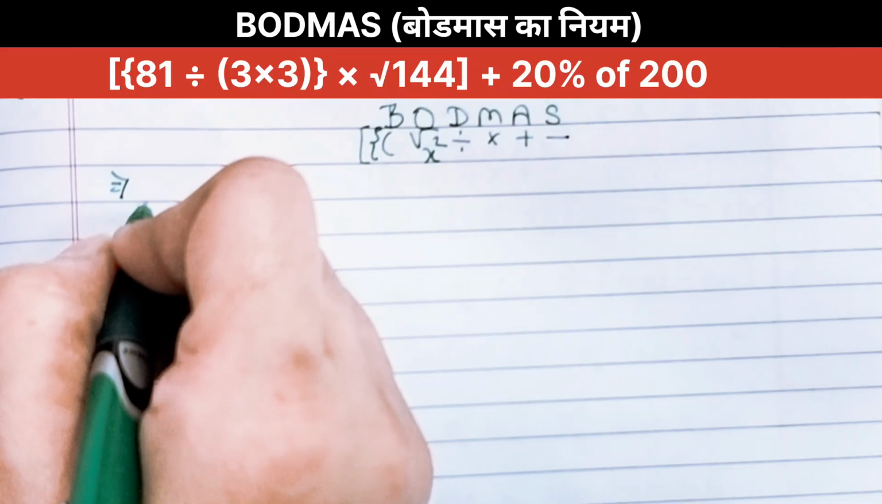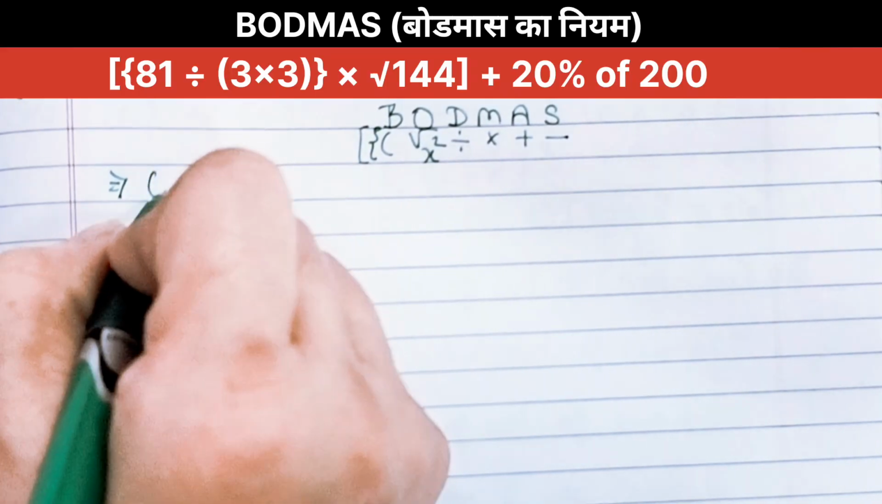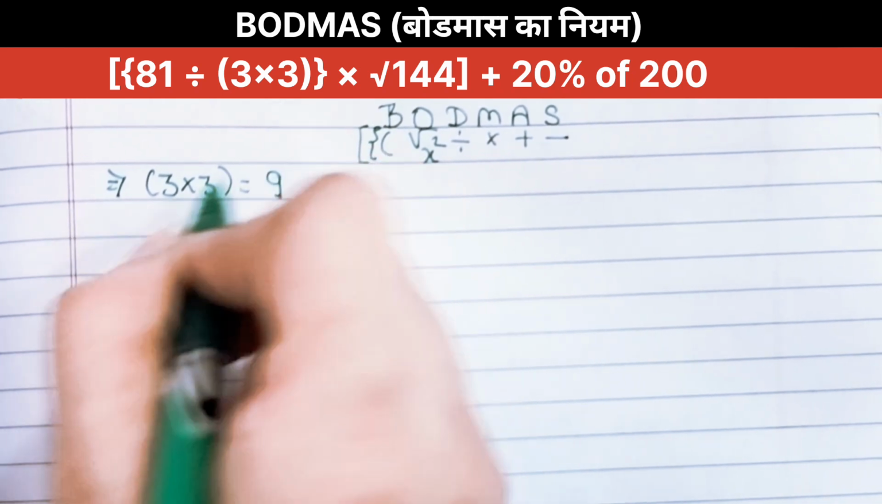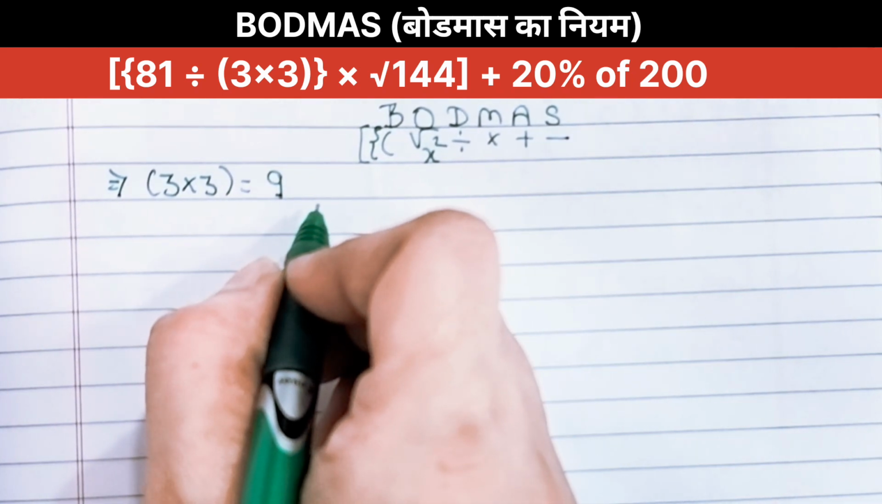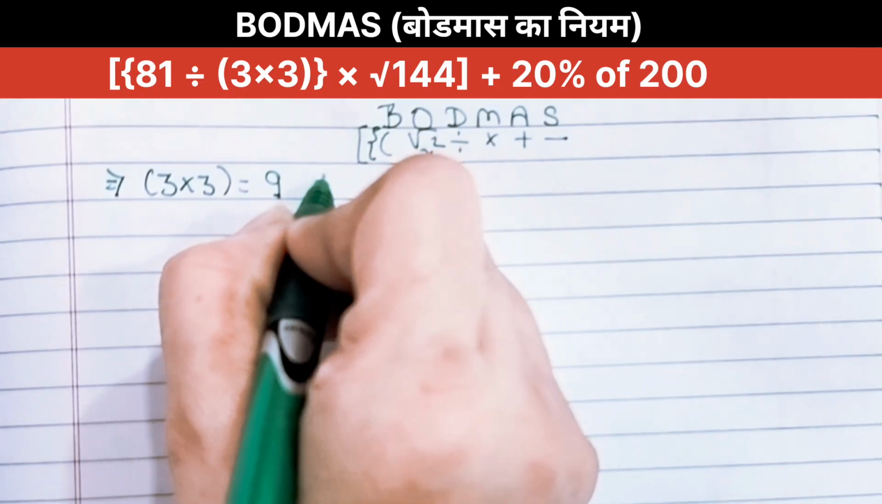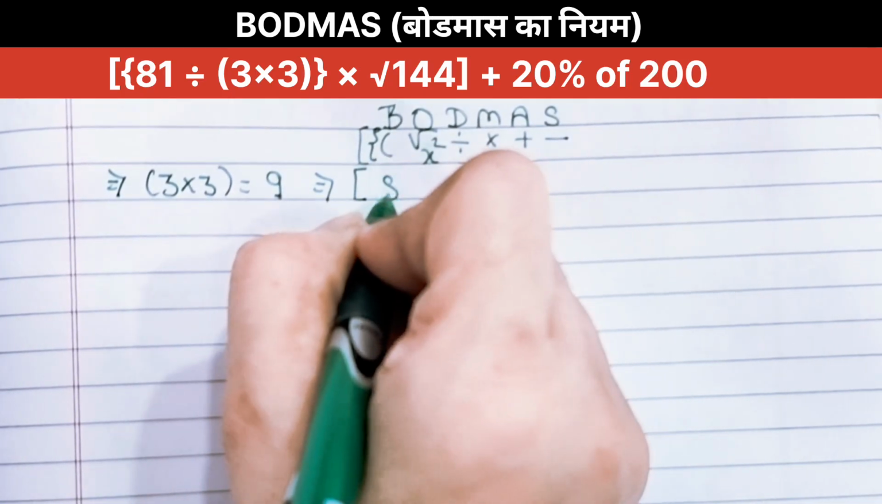First step says solve the innermost parentheses. Now there is a 3 multiplied by 3 and it will get 9. According to this step, BODMAS dictates clearing parentheses first, from inside out. And now the current expression becomes square bracket 81.